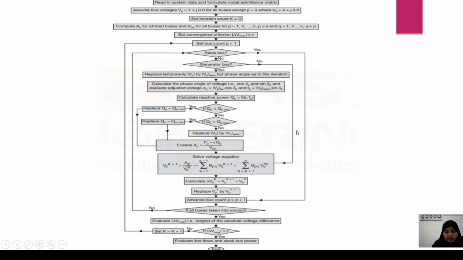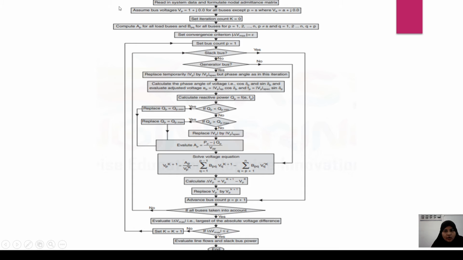So now let us see the flowchart for the Gauss-Seidel method. Start, read in system data and formulate the nodal admittance matrix. So first we are reading the system data and formulating the nodal admittance matrix. For the given number of buses, assume bus voltages Vp is 1 plus j0 for all buses except p equal to s, where Vs is a plus j0. The first bus we are assuming as the slack bus.